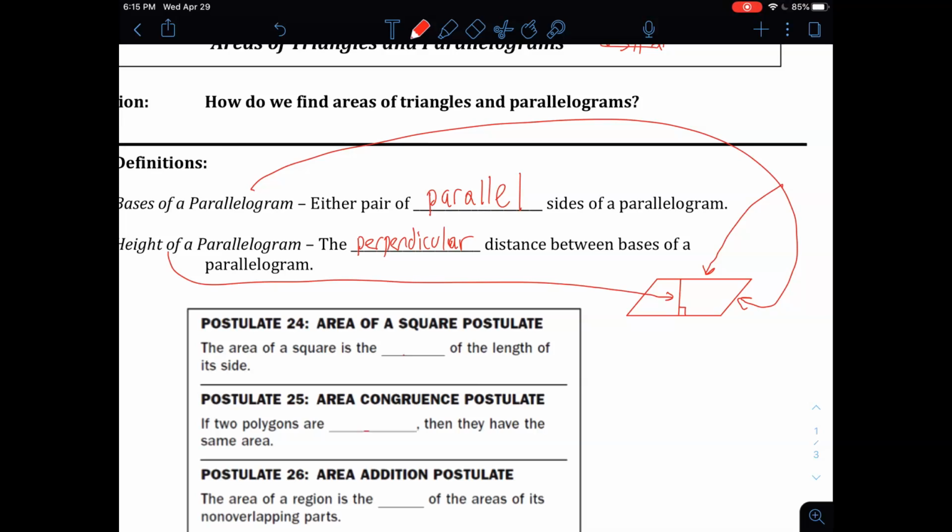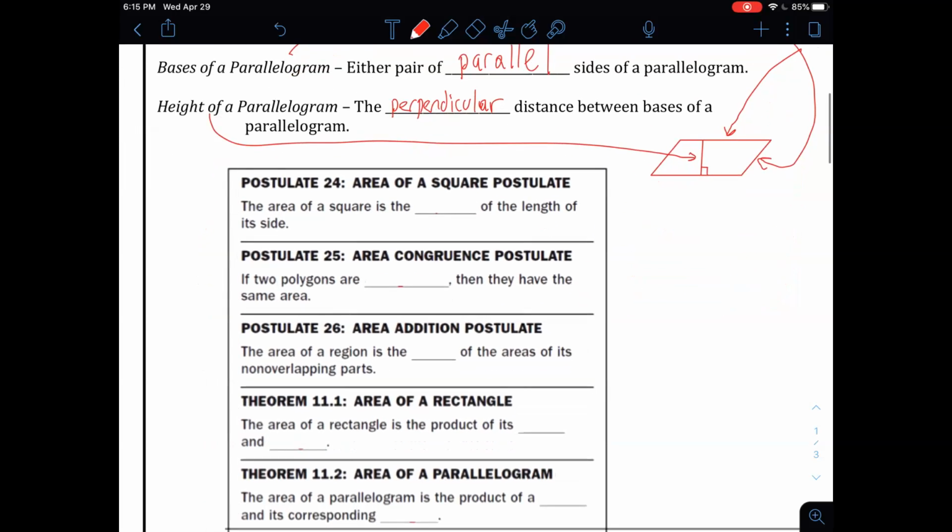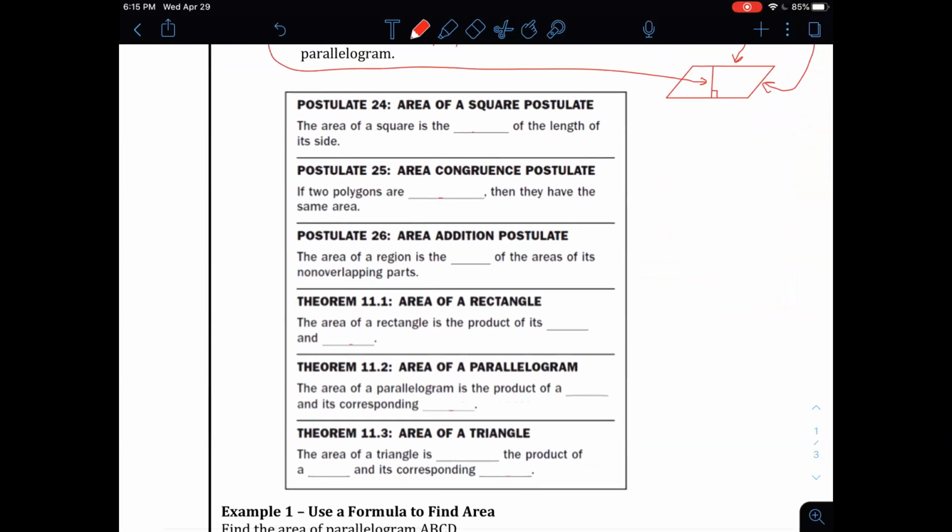All right. So we have some postulates here. We have some stuff to fill out. So, area of a square postulate. The area of a square is the square of the length of its side.